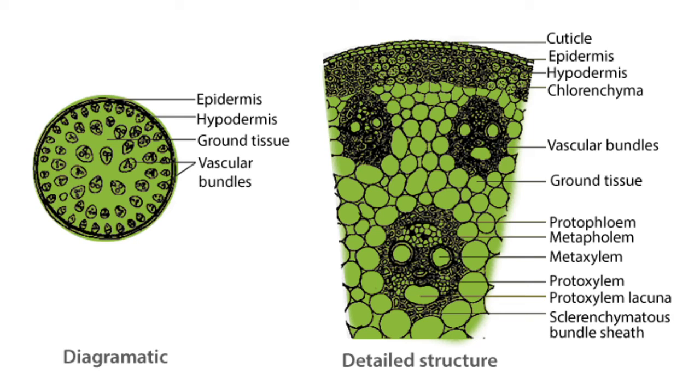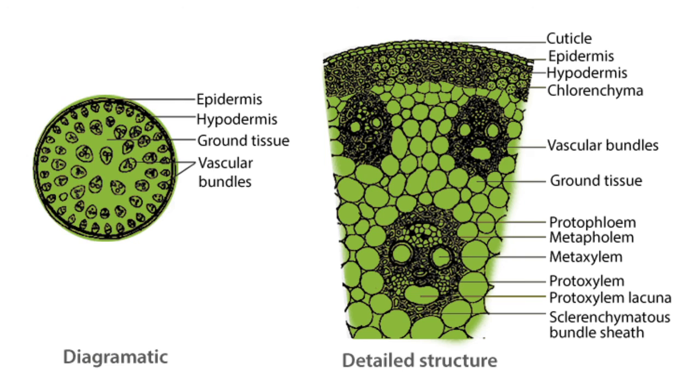The main differences are that there is a sclerenchymatous hypodermis and a cuticle, and there are no epidermal hairs as in dicot stem. The vascular bundles are scattered and numerous in number, and there is no differentiated cortex tissue, but instead a ground tissue, and there is no characteristic pith as in dicot stem. So this is the structure of the typical monocot stem.